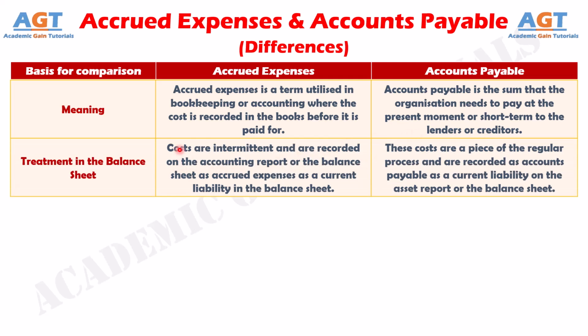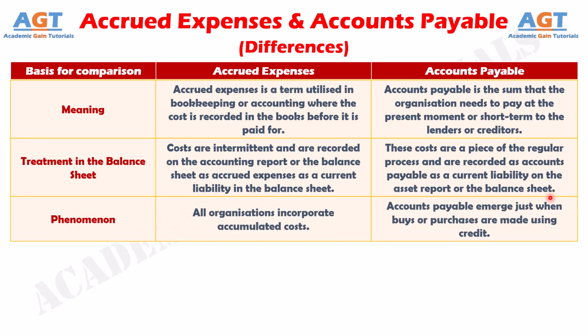Number 2. In case of accrued expenses, costs are intermittent and are recorded on the accounting report or the balance sheet as accrued expenses as a current liability in the balance sheet. Whereas, in case of accounts payable, these costs are a piece of the regular process and are recorded as accounts payable as a current liability on the asset report or the balance sheet.